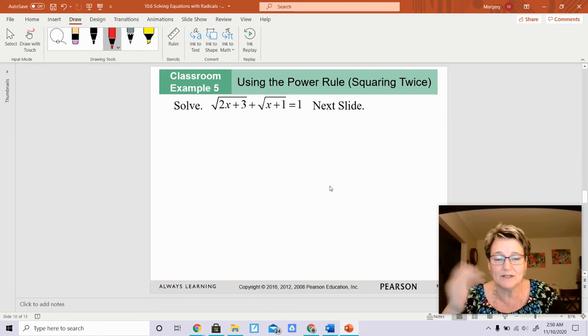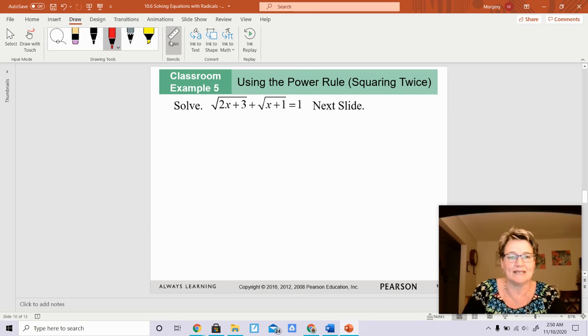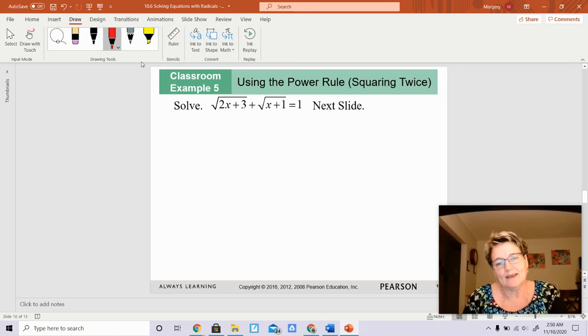So what I'm going to do is I have the square root of 2x plus 3 plus the square root of x plus 1 equals 1. So what I need to do is get a radical on one side and, well, it doesn't really matter. I can square both sides.